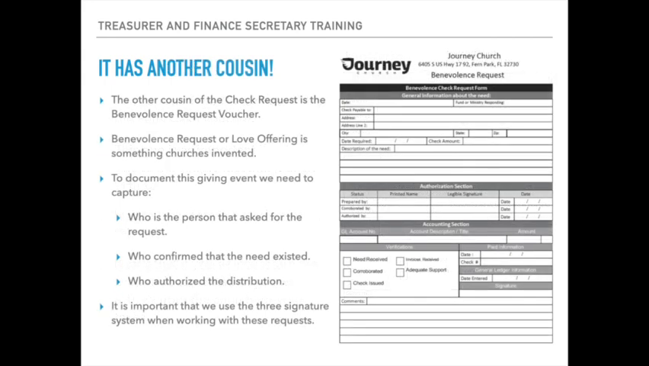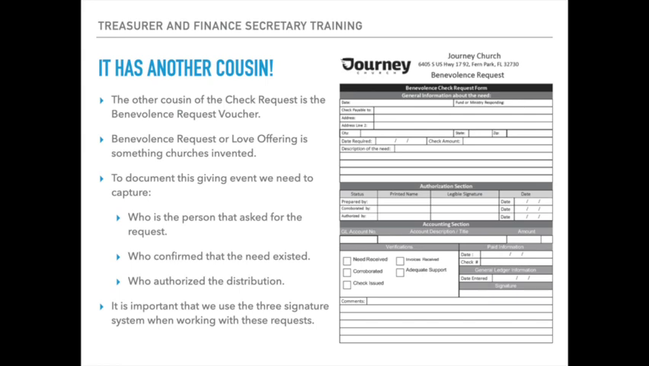It has another cousin. The cousin of the check request voucher is the benevolent request voucher. Benevolent requests or love offerings is something that the church has invented. To the IRS, when somebody receives money, it's income. It doesn't matter how it gets to him, it's income.